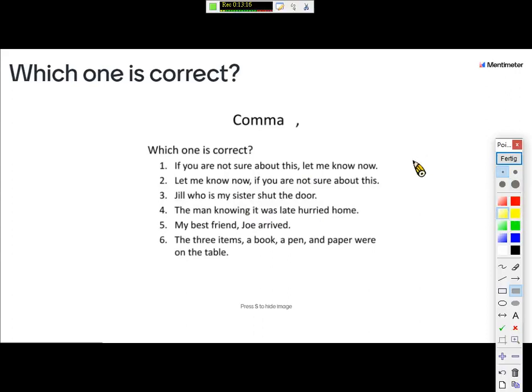As an obligation for a writer, you have the responsibility to point out the subject in the independent clause, right? So this comma is required. Let me know now refers to the omission of you here. You let me know now. So we just omit this one because this is a command sentence. In an order, you are supposed to be the subject, right? So if you are not sure about this, let me know now. So you need to have a comma. But this is not required. Let me know now if you are not sure about this.